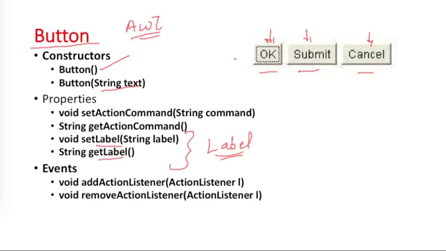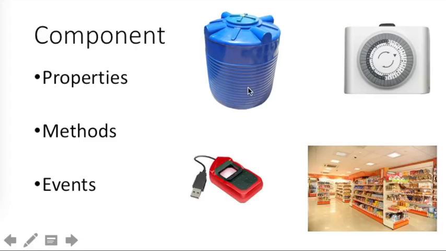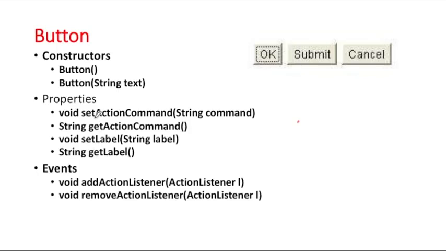Suppose, for example, if you have an overhead tank here, get color means you want to know what the color is, set color means you want to color this tank, change the color of the tank. Set action command is nothing but the same thing, a string only, the name of a button, the label on a button, right? But it's also taken as a command because OK makes some sense, OK means done, right?